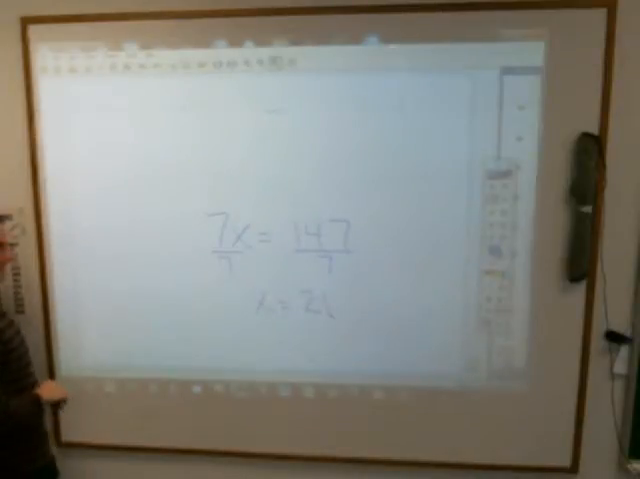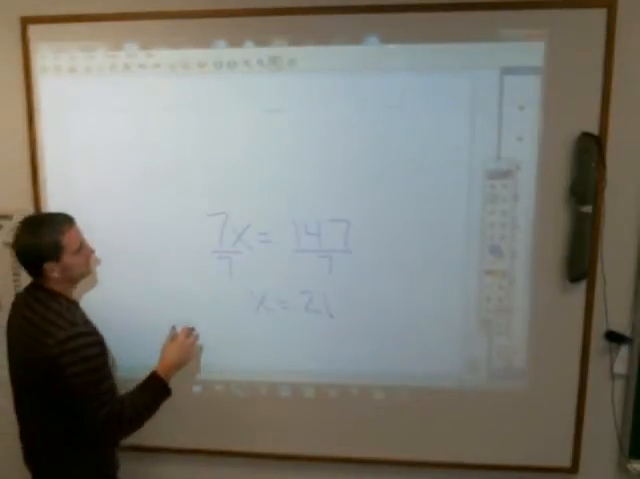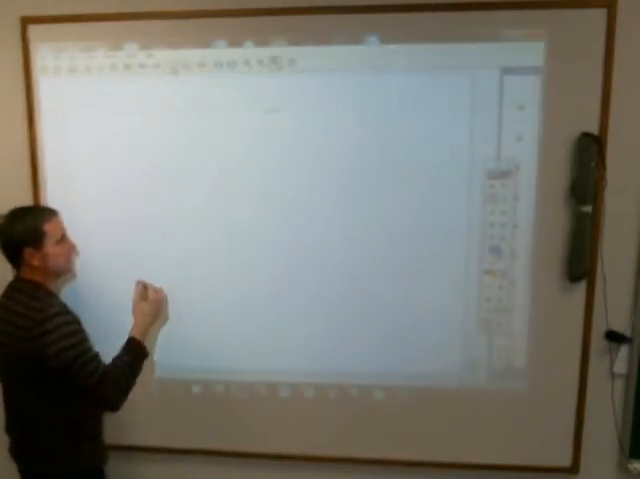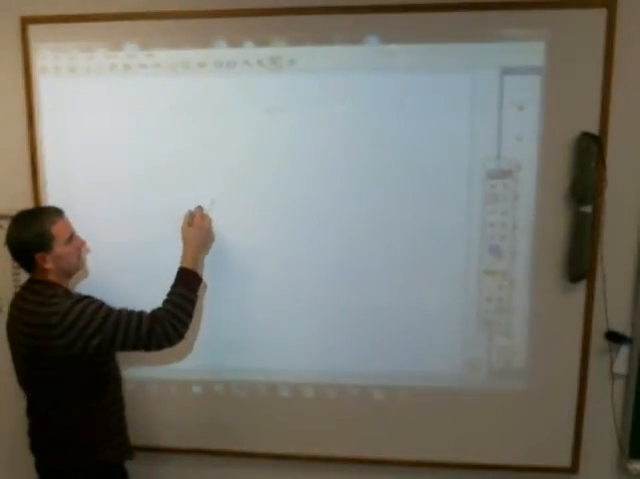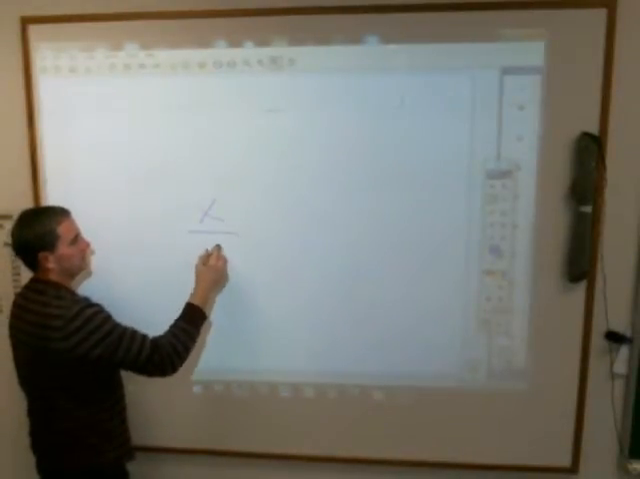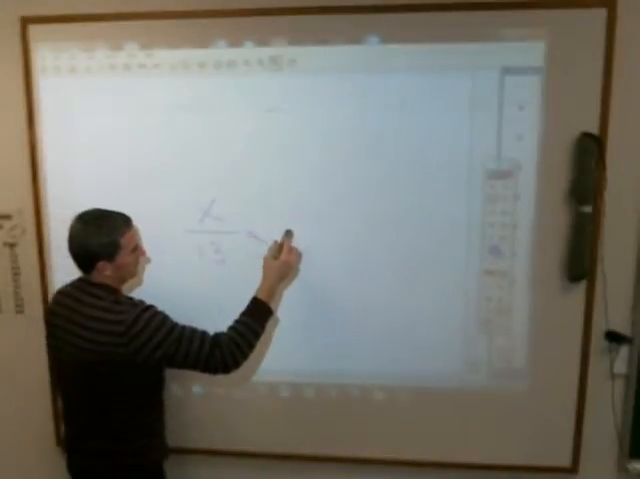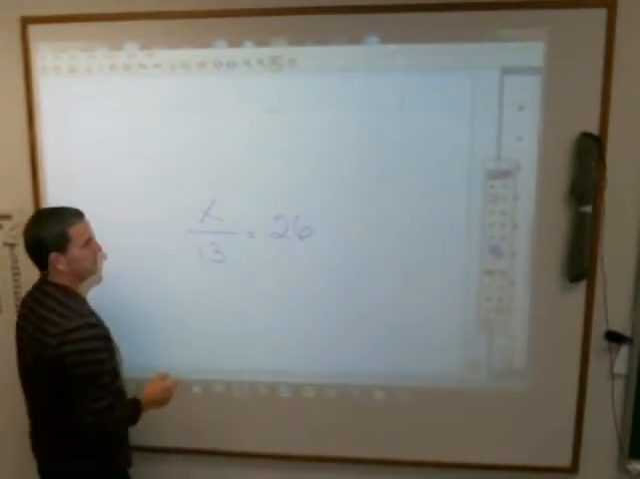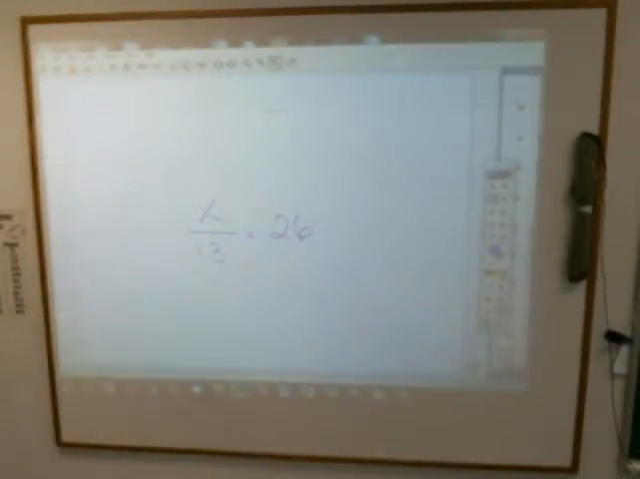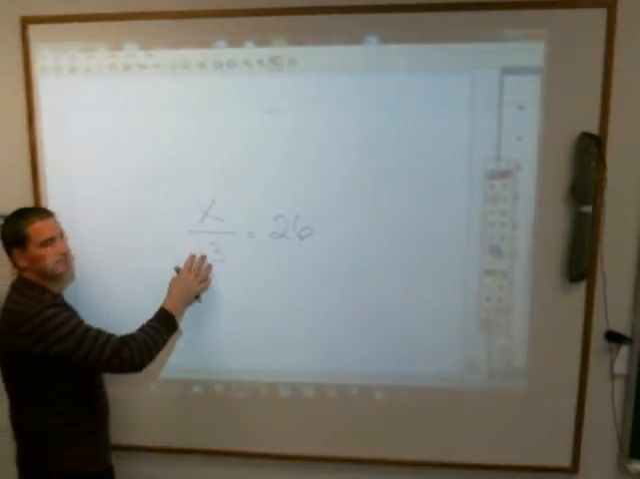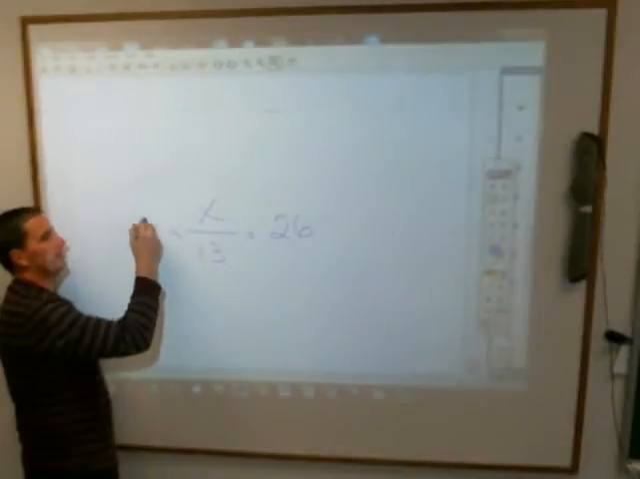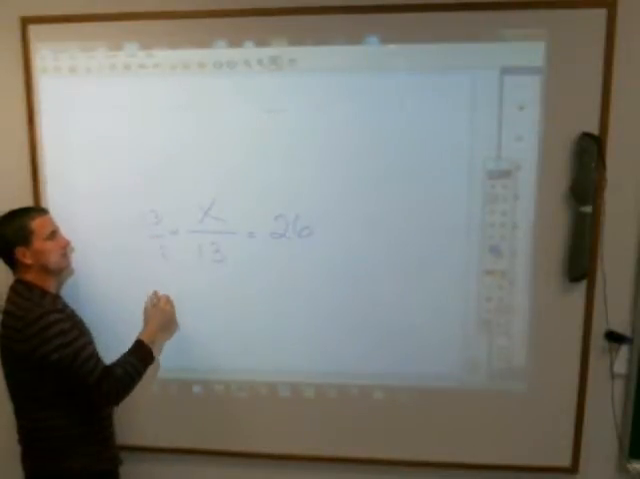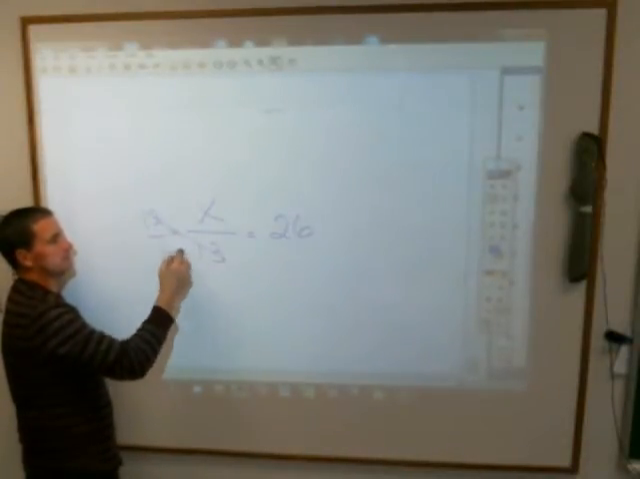And I suppose the one we haven't done yet is, I don't know if they give us much of this, but they might do this. X divided by 13 equals 26. How do you get rid of a dividing by 13? You multiply by 13, believe it or not, because if you do this, actually the 13's cross cancel.